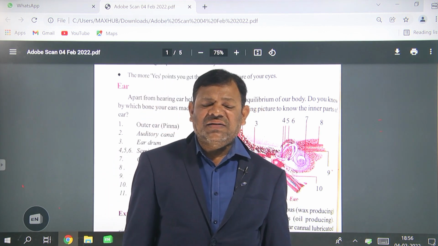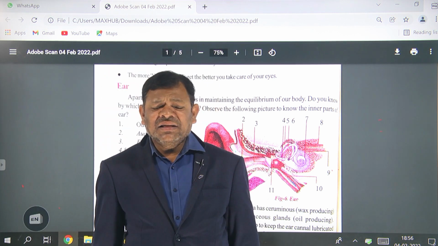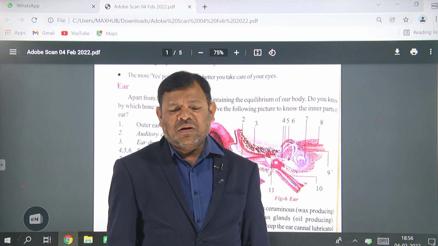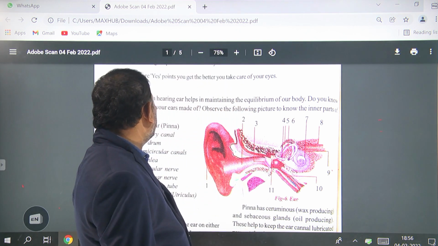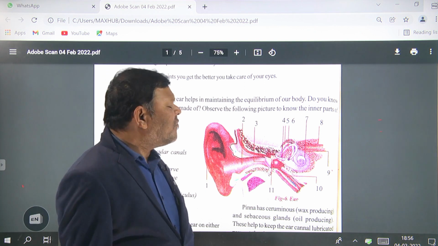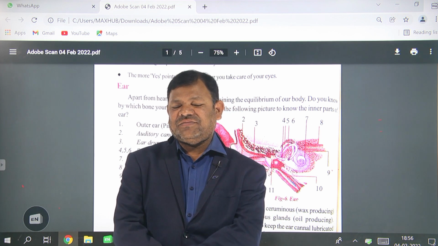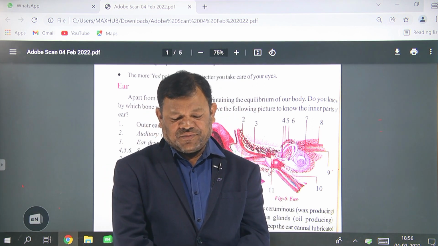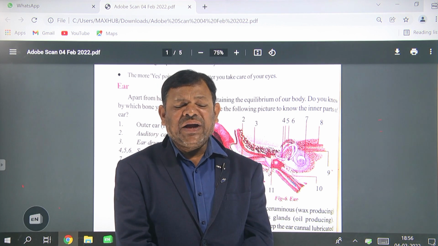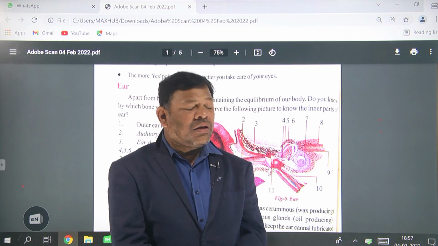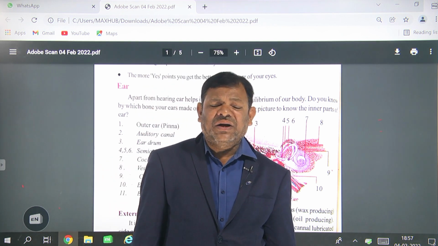Now today we will discuss the second sense organ, which is nothing but the ear. The ear has two major functions. What is the first function? Hearing, sir. So the first function of the ear is hearing. The second function is maintaining the equilibrium of our body, maintained by the posture. So the equilibrium of our body is maintained by the ear.